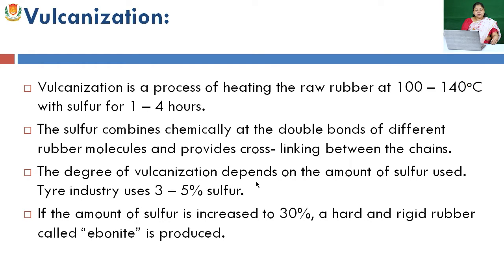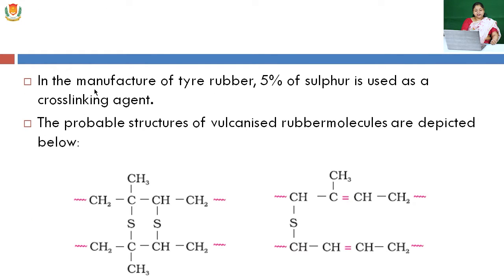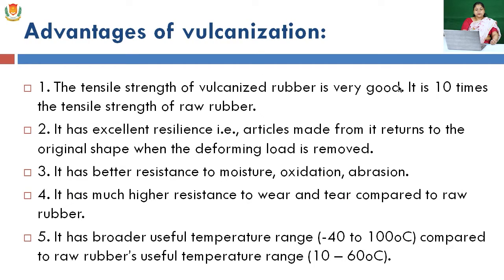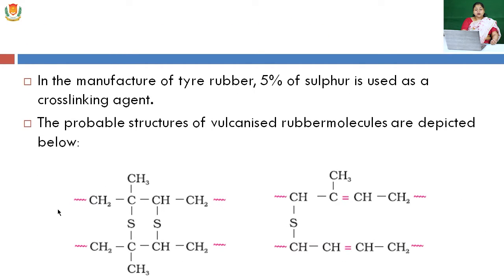The sulfur combines chemically at the double bond of different rubber molecules and provides cross linkage between the chains. The degree of vulcanization depends upon the sulfur used. Tire industry normally uses 3 to 5% sulfur. If the amount of sulfur increases to 30%, a hard and rigid rubber called ebonite is produced. The manufacturer of rubber tire uses 5% of sulfur as cross-linking agent.